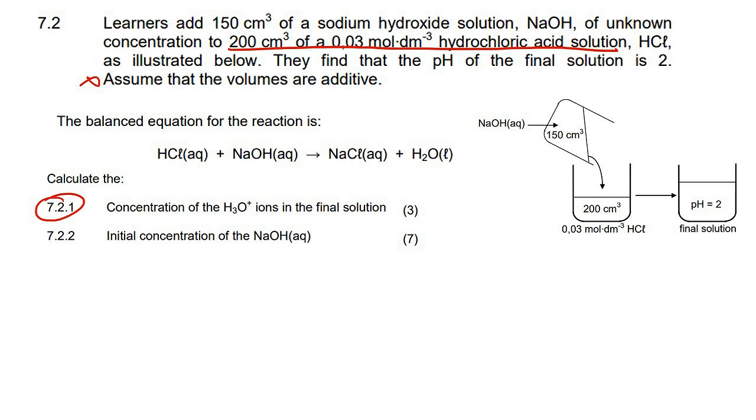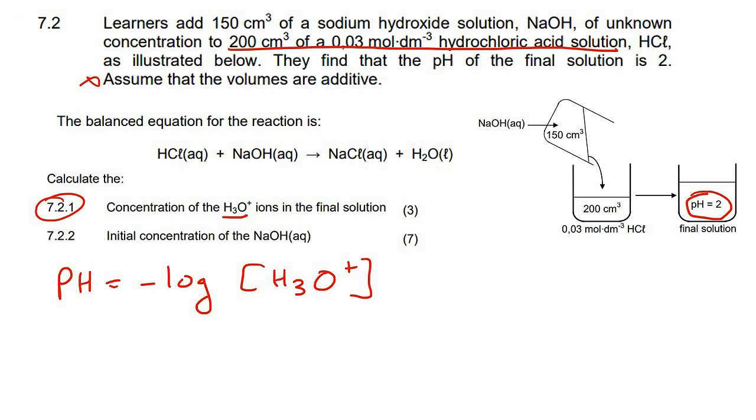So the first question says, calculate the concentration of the hydronium ions in the final solution. Okay, so we know the formula: pH is equal to negative log of hydronium ions. So if we know the pH, then we can work out the concentration of H3O+, because remember, the square bracket means concentration. So we can say 2 equals negative log of H3O. Now, how do we do this? Okay, well, what you must remember is that when you have a log where they have not given you a base, then it's always going to be a 10.